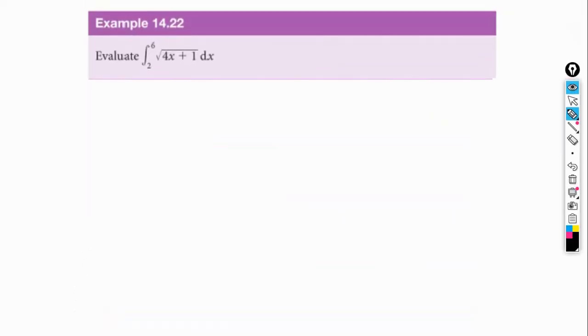Okay, so here we are in example 14.22, which will be the last one on this video. And they ask us to evaluate the integral from 2 to 6 of the square root of 4x plus 1 dx. So here we require u substitution. So let's say that u is equal to 4x plus 1. Therefore, the derivative of u is going to be 4 dx.